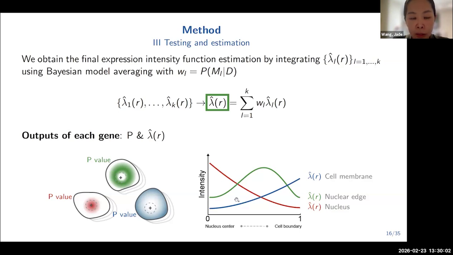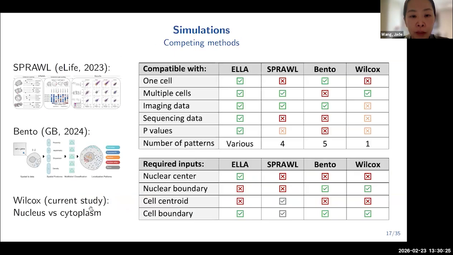And here are some cartoons. We expect to detect, for example, if this red gene is nucleus enriched, we will expect the intensity function to be high close to 0, because 0 corresponds to the nucleus center, and low as it goes to 1, corresponding to the visualization here. So that's the idea of the method.